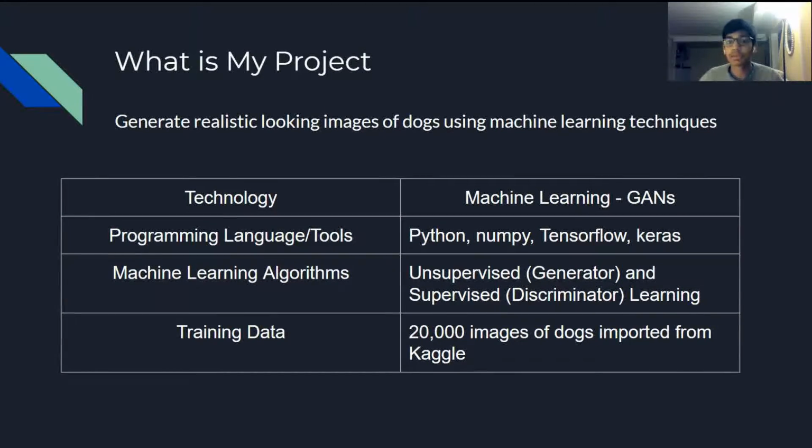Our entire program is based off of two machine learning algorithms: unsupervised learning, which is our generator, and supervised learning, which is our discriminator. I'm going to be talking about those two things later on. Our training data set was 20,000 images of dogs, which we imported from Kaggle.